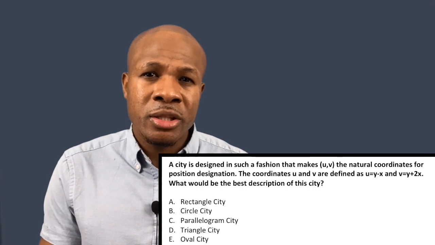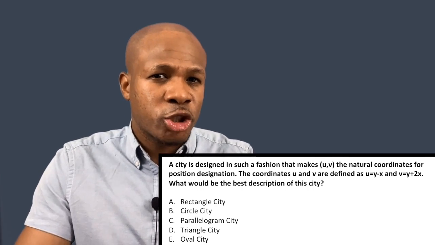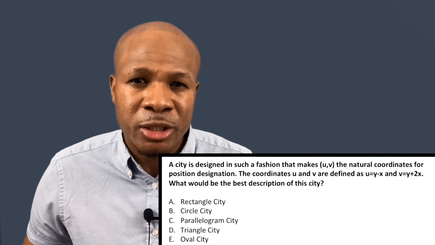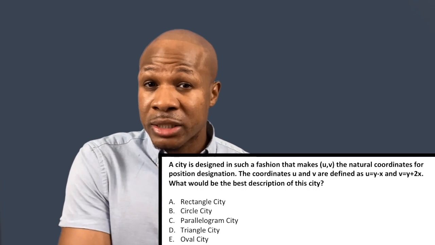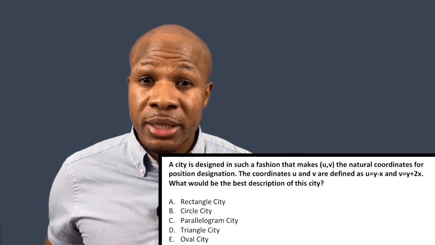Now we're being given these two different coordinates and we're being asked to find, well, what type of structure would these coordinates best correspond to? The best way to find that out is to plot this coordinate system and see what the layout looks like. So let's go ahead and plot the coordinate system.